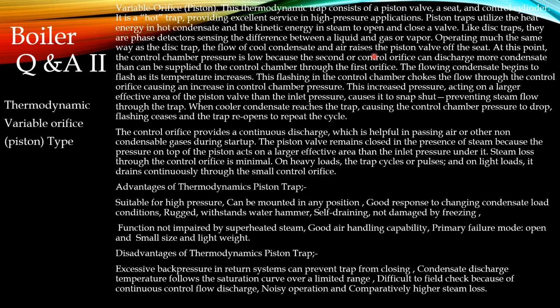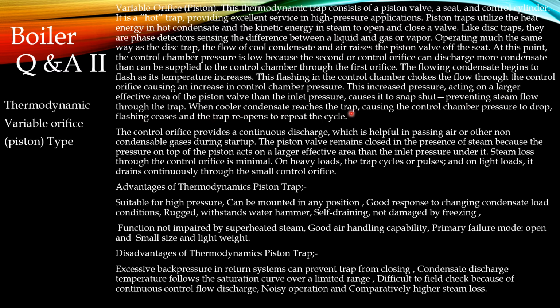The flow of cool condensate and air raises the piston off the seat. At this point, the control chamber pressure is low because the second or control orifice can discharge more condensate than can be supplied to the control chamber through the first orifice. The flowing condensate begins to flash as its temperature increases. This flashing in the control chamber chokes the flow through the control orifice, causing an increase in control chamber pressure. This increased pressure acts on a larger effective area of the piston valve than the inlet pressure does. It causes the valve to snap shut, preventing steam flow through the trap.